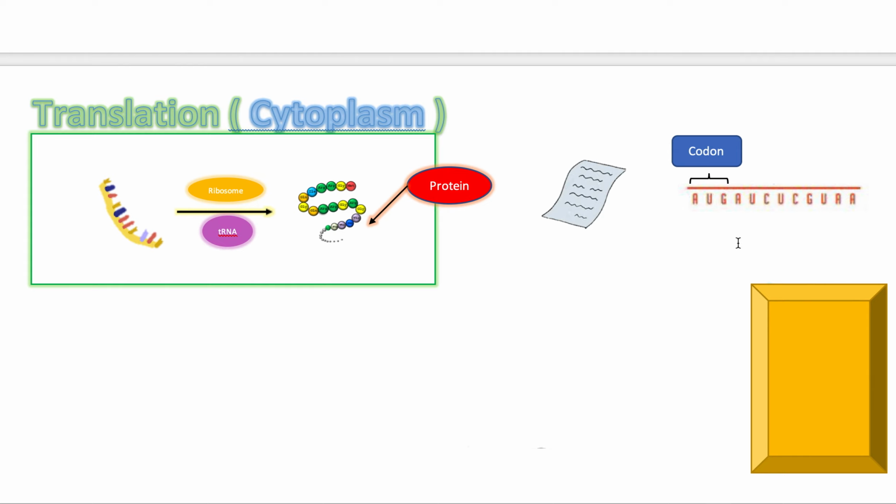Now, in English, our words are different lengths. Some are long, some are short. But in mRNA, all the words are the same length. 3 letters. 1, 2, 3. So every subsequent 3 letters is a different word. And we call these words codons. So a codon is basically a sequence of 3 bases next to each other. So AUG would be a codon, AUC would be a codon, UCG would be a codon, UAA would be a codon. So remember, they're on the mRNA.